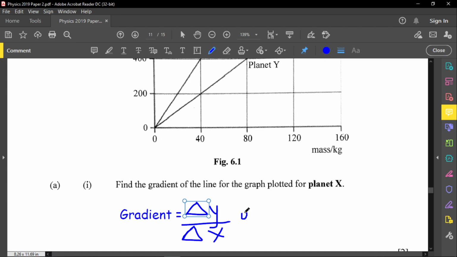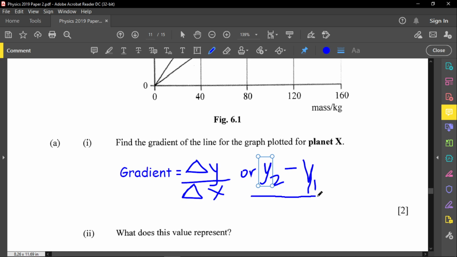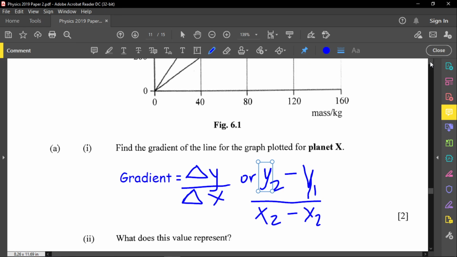Or you can have it as y2 minus y1, all over x2 minus x1. So that's the next formula right here. I'm taking up all my space, but we're going to get through it. I'm going to put the numbers in, it's going to make it easier anyway. All right, so we can also now look at the gradient. So let's go back to our graph and find our gradient now of planet X.